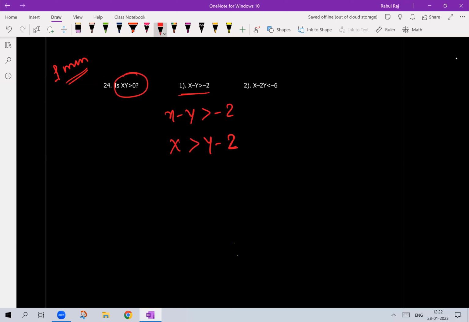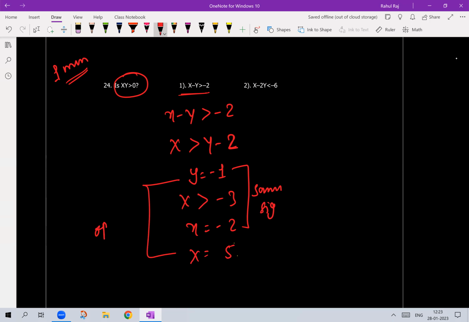So what we see over here, x greater than y minus 2. I have no idea what x is, what y is. I can take any number. Imagine if I take y equal to -1. What do I get? x greater than -3. If x is greater than -3, x can be equal to -2 and x and y are of the same sign. Check. But if x is greater than -3, x can be 5 as well. In this case, x and y are of opposite sign. This is what I have to do.